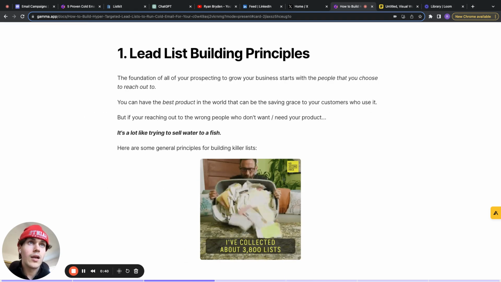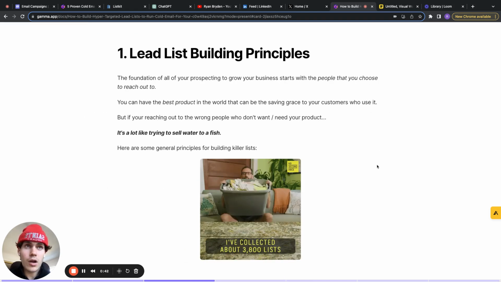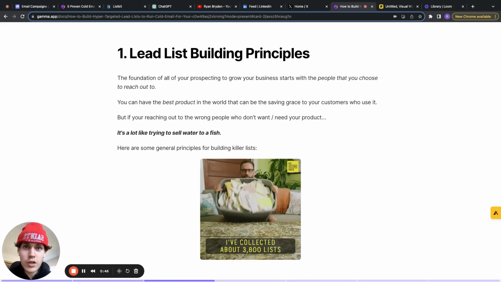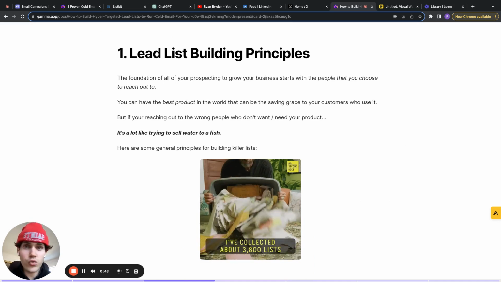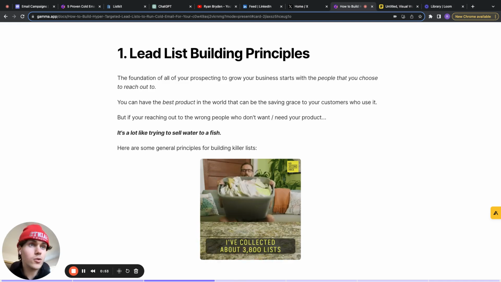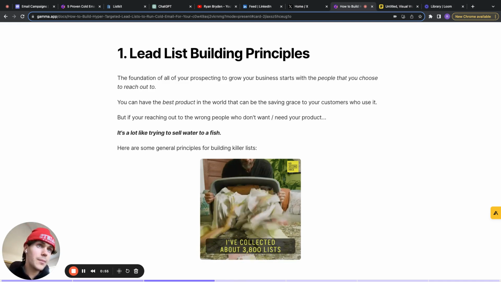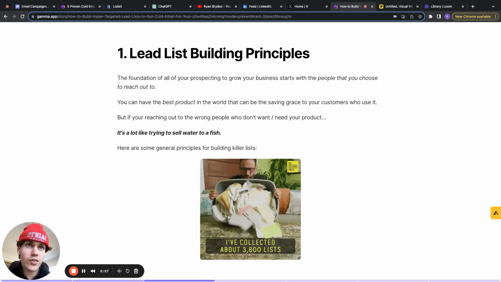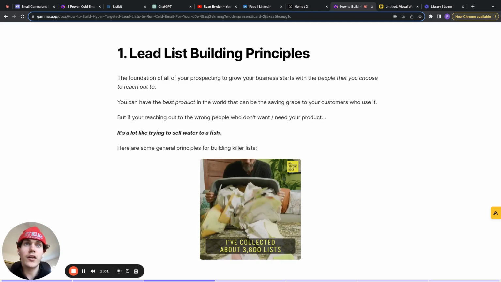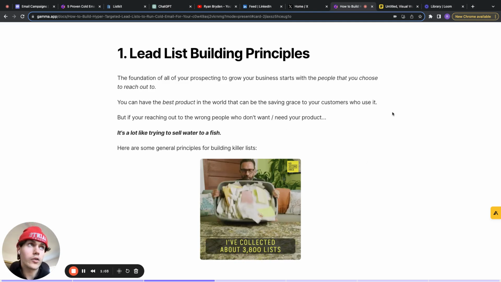So the first thing, going over some list building principles. Think about it like this, right? You can have the greatest offer in the world. You can have the best product in the world. Your SaaS can be absolutely insane, right? It can be the best thing ever. It can be the saving grace to the customers that use it. But if you're reaching out to the wrong people who don't want or need your product, it's a lot like trying to sell water to a fish, right?